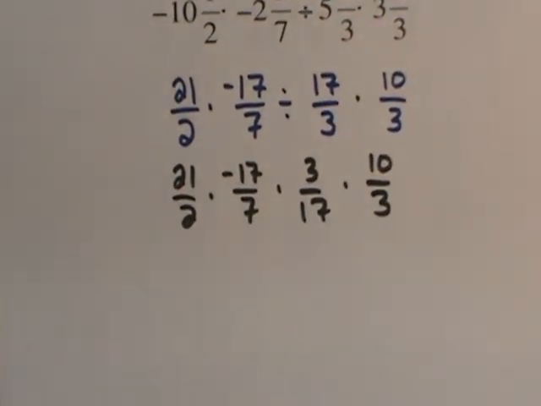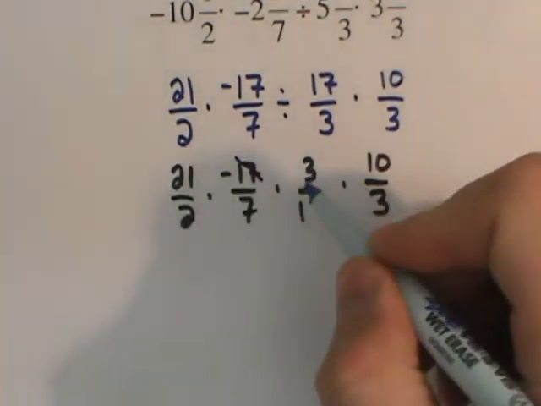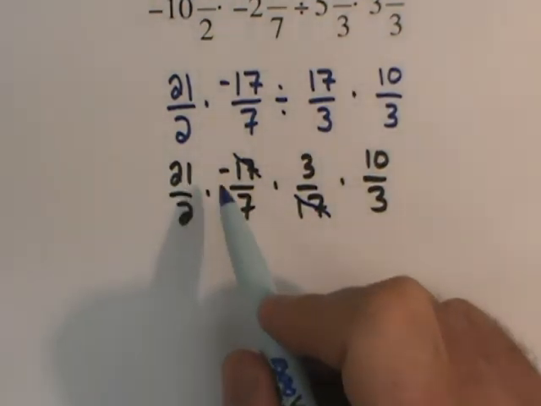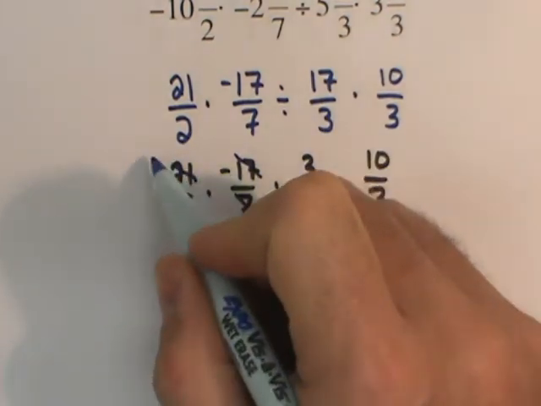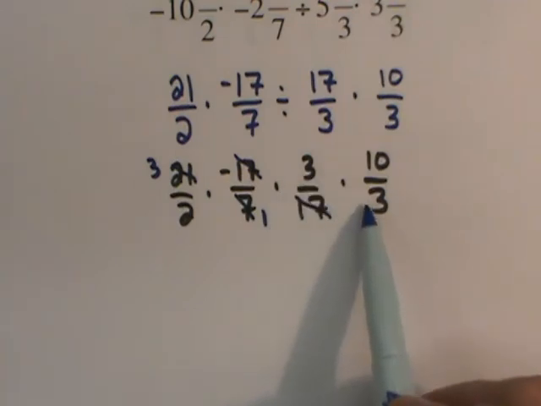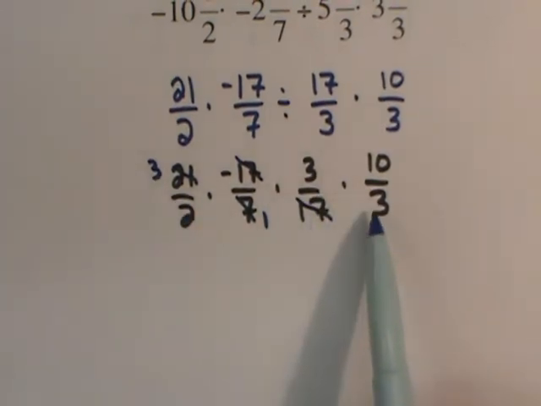And now I want to look for opportunities to cancel or reduce. Screaming at me to take out those 17s, so I'm going to cancel the 17s. I also noticed that the 7 and the 21 can be reduced, so I'll call the 7 1, 21 3. And then that opens up an opportunity for these 3's to cancel, either here, or if you wanted to jump, you could do this 3 with that 3.